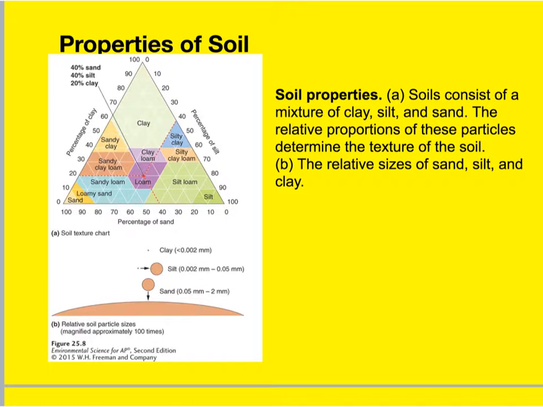And so here we have our properties of soil triangle. Soils consist of a mixture of sand, silt, and clay, and the relative proportions of these determine the texture and size of the particles that are there. You can see in this diagram that sand is larger, silt after that, and clay is actually a really, really tiny particle. But clay is unique in that it's a charged particle.